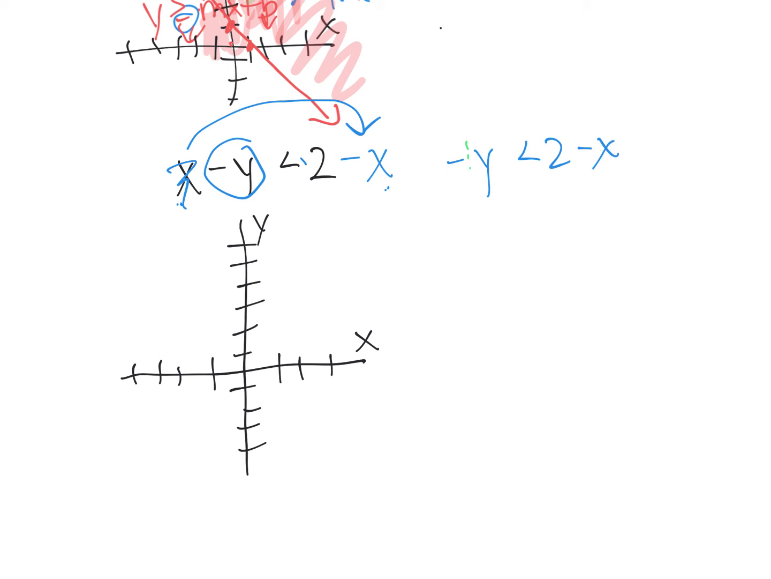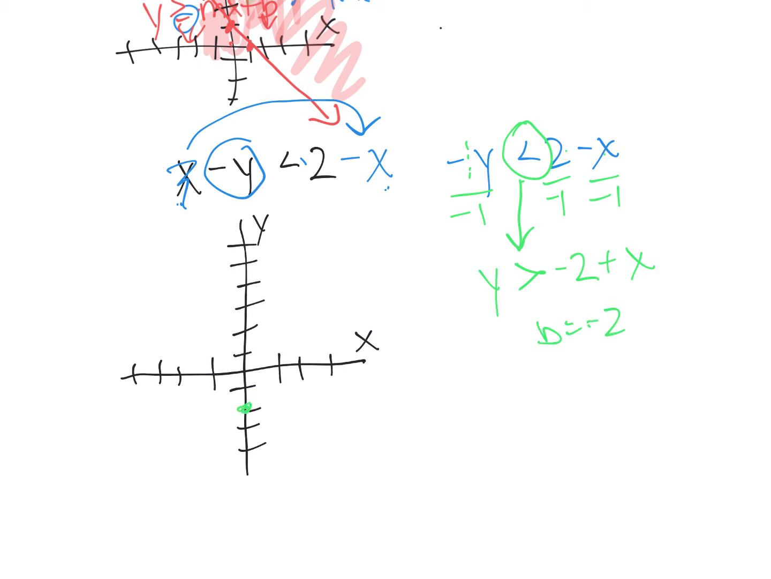I can't have a negative y, so I have to divide by a negative 1. And hopefully you all remember that when I divide by a negative, I have to flip that inequality. So it's no longer less than, it is a greater than. This becomes a negative 2, and this becomes a positive x, or a positive 1x. So now my b value is negative 2.